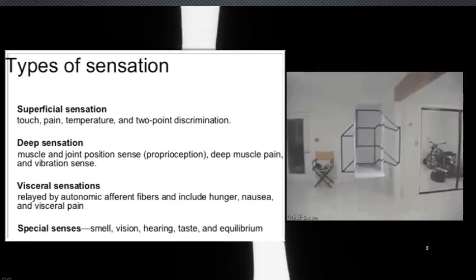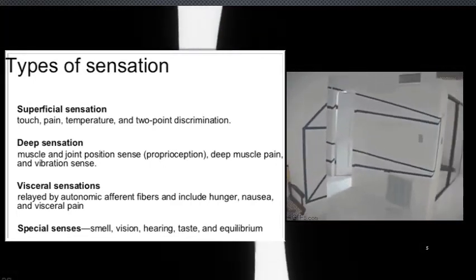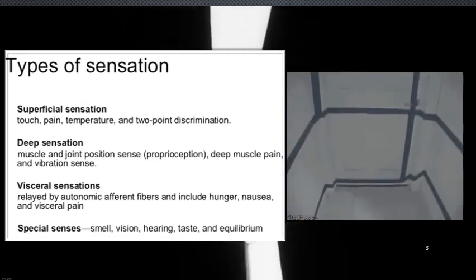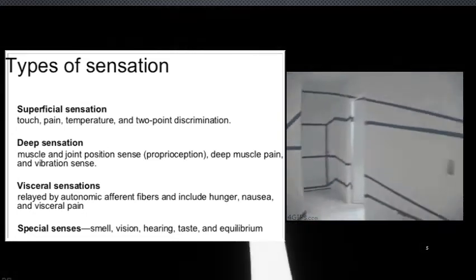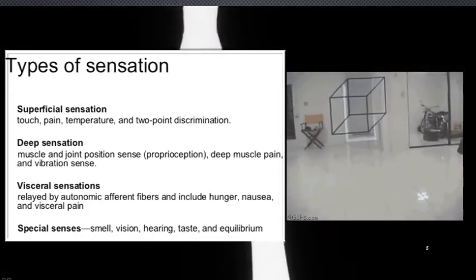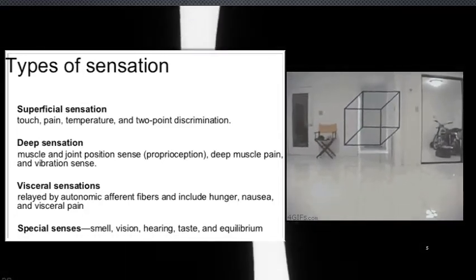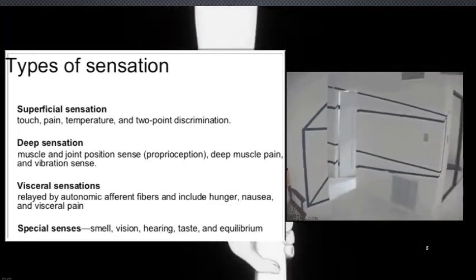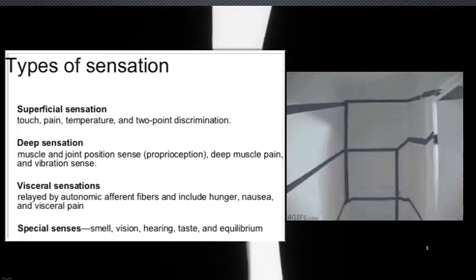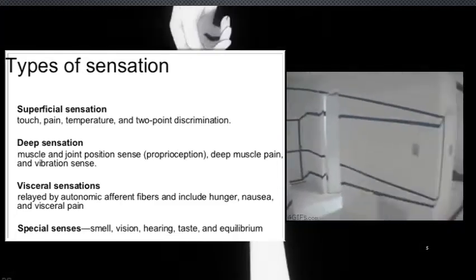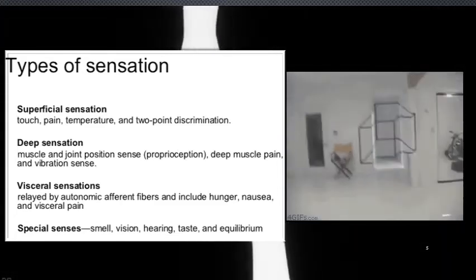As you can see in the slide, we have different types of sensations, but we have two main. The first one is the generalized sensation that includes the superficial, the deep sensation, and the visceral, and the special senses. In the special senses, we have, for example, smell, vision, hearing, taste, and also one special sense, the equilibrium.